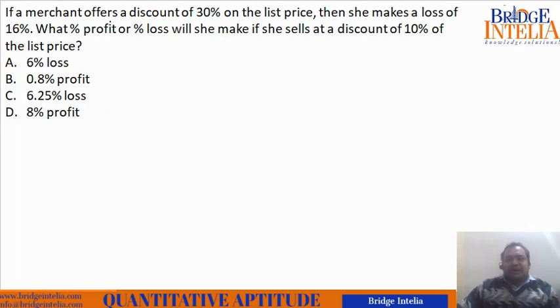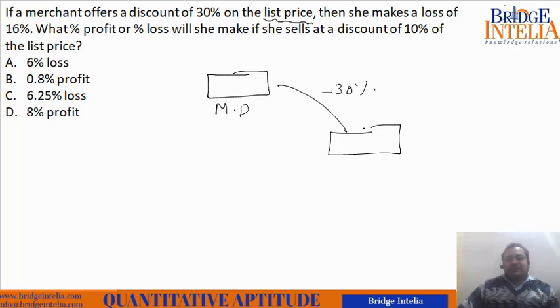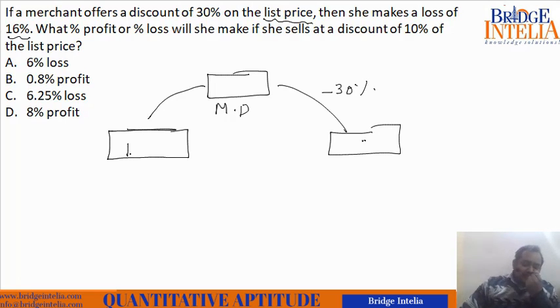If a merchant offers a discount of 30% on the list price, that is the marked price. So marked price is there, 30% discount is there. Then she makes a loss of 16%. So what is going on? She makes a loss of 16%. This is already known to us. So let's begin from here.